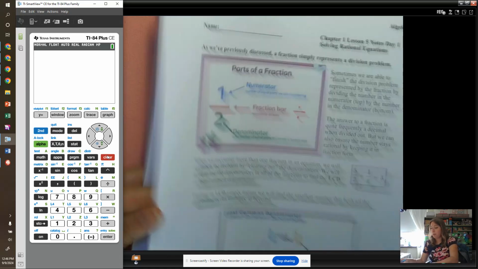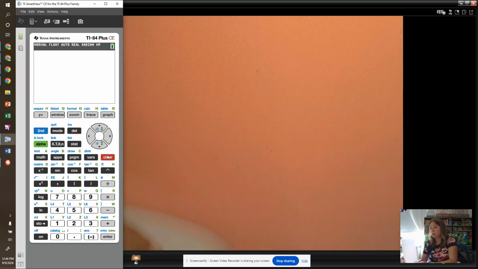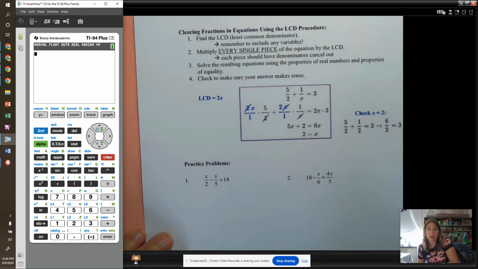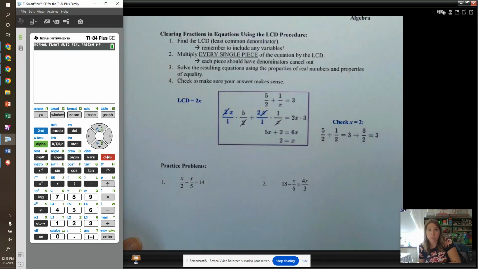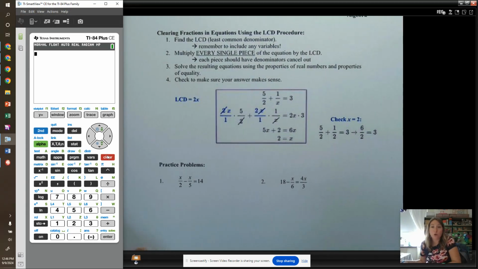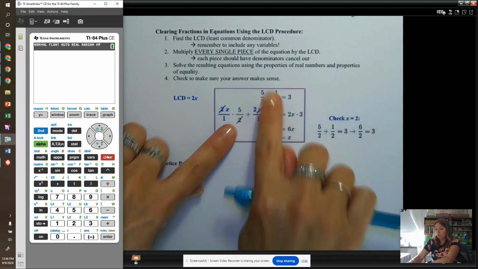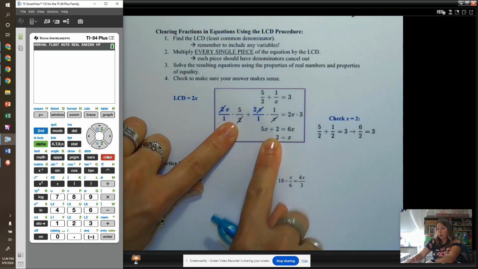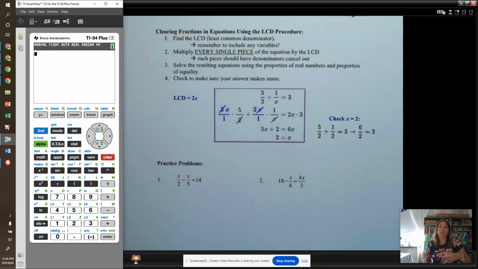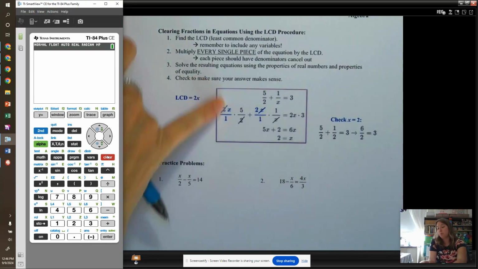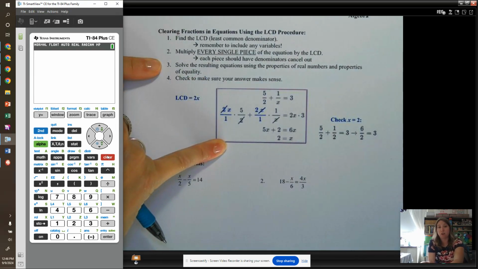If we flip our page, the next piece is using our LCD to clear out our fractions. So here's an example of that being done right here. I'm not going to go through this example. What I'm going to do is dive right into my questions and show you practically how I'm doing this. But here's an example that goes right along with the procedure I'm about to follow.